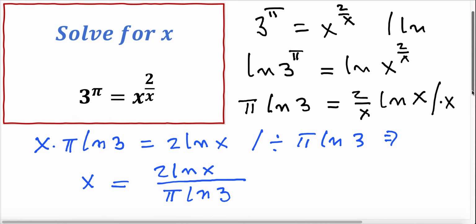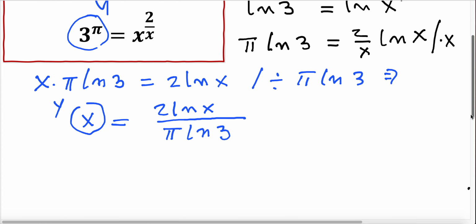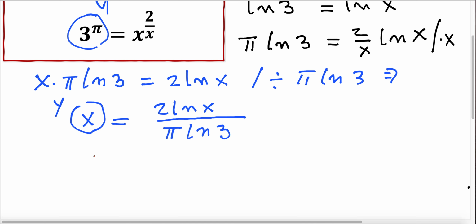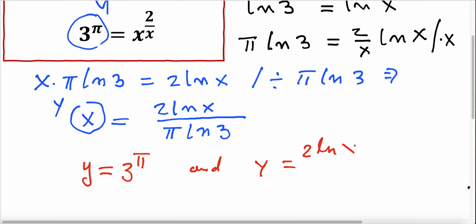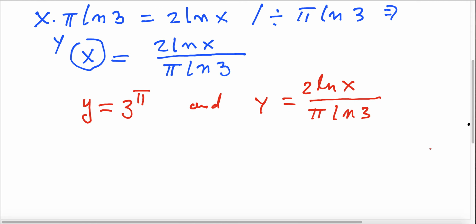And now if we look at this equation, let's say the left side is equal to y, and the right side is also equal to y. So let's say y is equal to 3 to the power pi, and y is equal to 2 ln x divided by pi ln 3. If we find the intersection of these y's, then we can find the x, which is going to be an approximate numerical value, but we can leave it in that form.